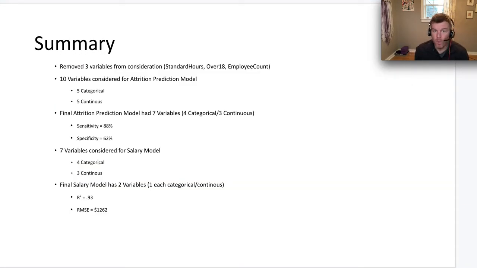And in summary, we've taken our data set, and we removed 3 variables from consideration out of the 36 right out of the gate. 10 variables were considered for the attrition prediction model, 5 categorical, 5 continuous. The final attrition prediction model had 7 variables, 4 categorical, 3 continuous, with a sensitivity of 88% and a specificity of 62%. 7 variables were considered for the salary model, 4 were categorical and 3 were continuous, and ultimately the final salary model had 2 variables, 1 each in the categorical and continuous. The R-square for that was 0.93, and RMSE was $1,262. That is all we have today for the presentation.